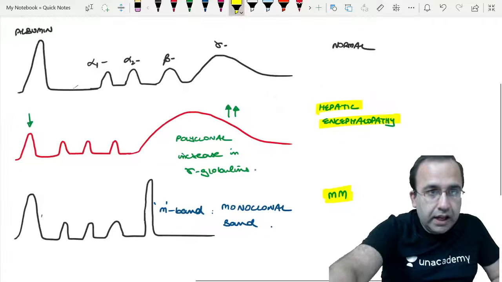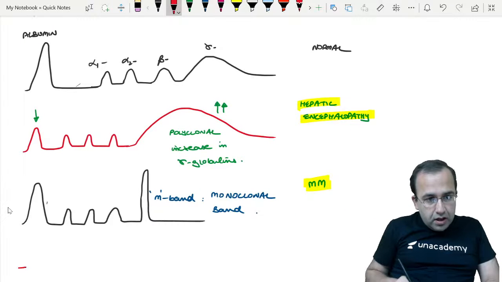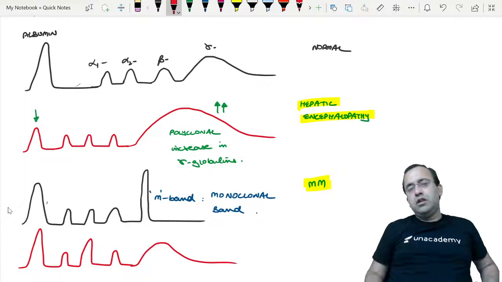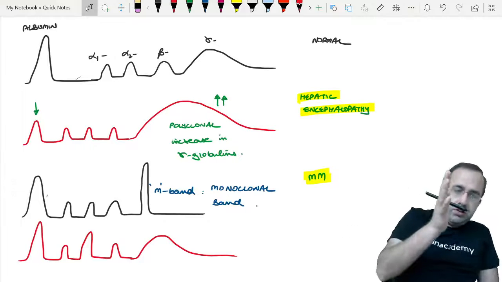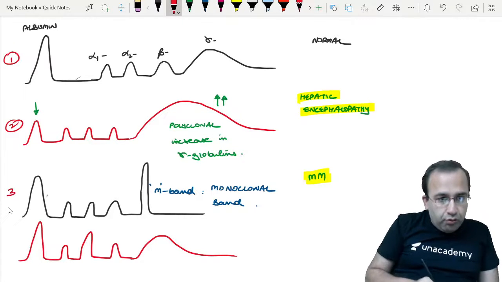Lastly, have a look at this. Albumin, alpha 1, alpha 2, beta globulin, and gamma globulins. What do you see here? I have slightly reduced the magnification so that you are able to see all the 4 graphs in the same slide only. What do you see here?